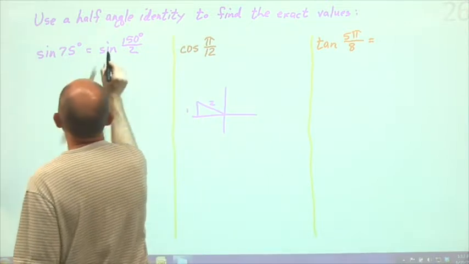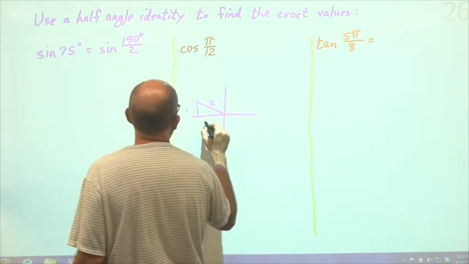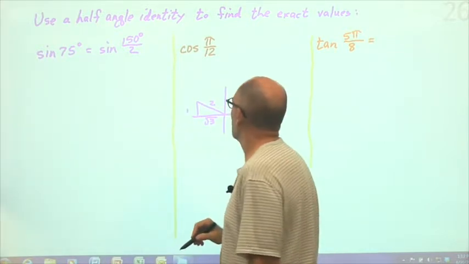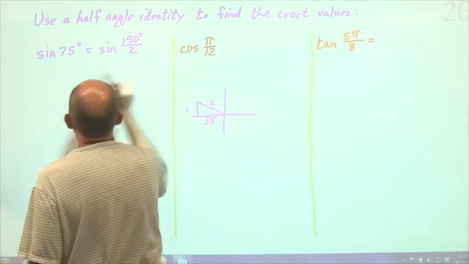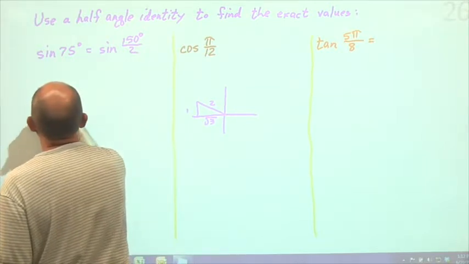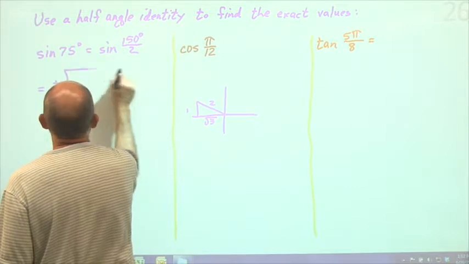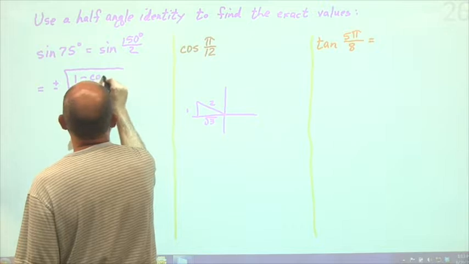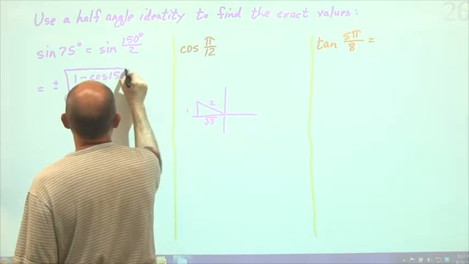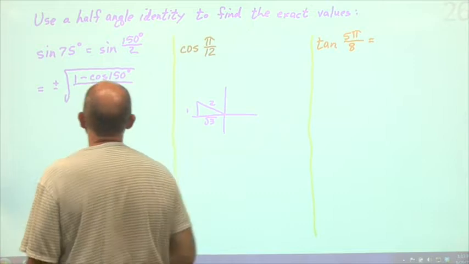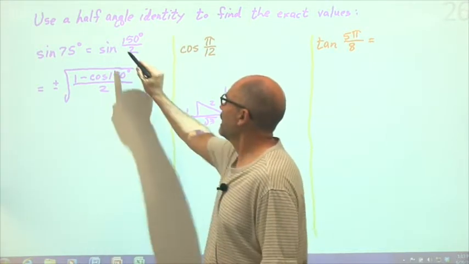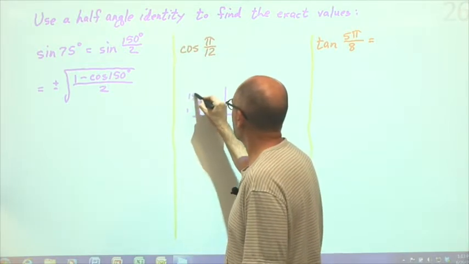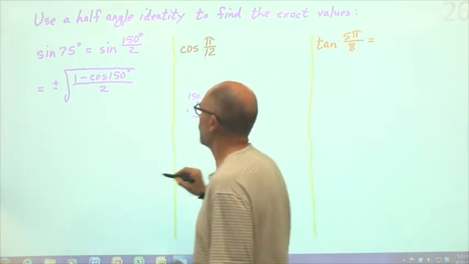So sine, and cosine is square root of 3 over 2. That's actually what we're going to need. So sine of alpha over 2 equals plus or minus the square root of 1 minus cosine of alpha, all divided by 2. Notice, sine is the away team, so it has a minus here. Now, cosine of the 150 degree angle is negative square root of 3 over 2.